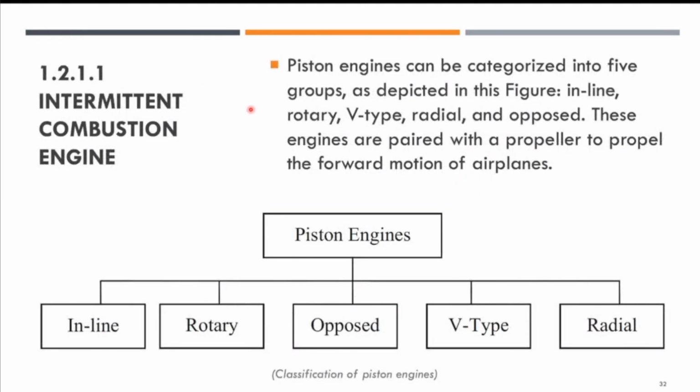In terms of the piston engine, okay, it can also be categorized into 5 groups: the inline piston engine, the rotary piston engine, the opposed type of piston engine, the V-type piston engine, as well as the radial type of piston engine. So let us go through them one by one and see what examples are being used to propel aircraft.